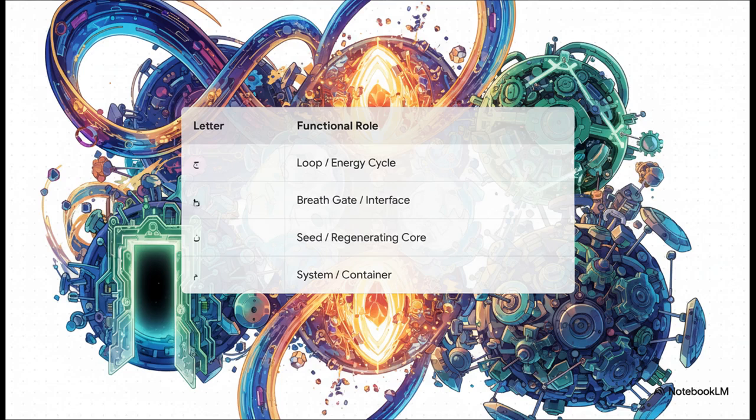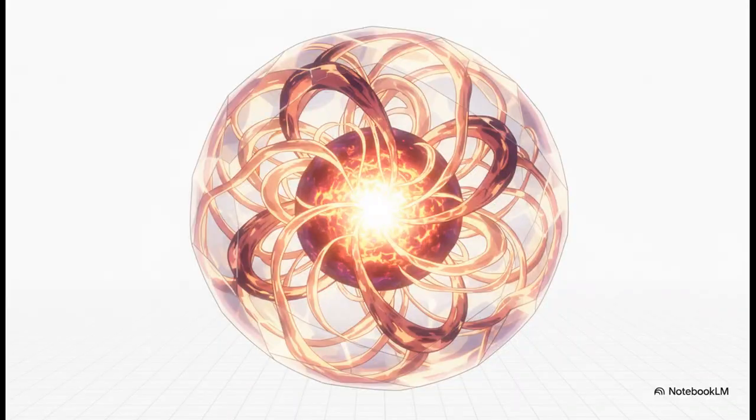So you see, the word stops being just a name. It becomes a schematic, a blueprint. And when you put those functions together, in order, what do you get? You get an energy loop with an interface containing a regenerating seed, all of it inside a closed system. And just like that, that really strange quote from the beginning starts to make perfect logical sense, at least inside the rules of this framework.